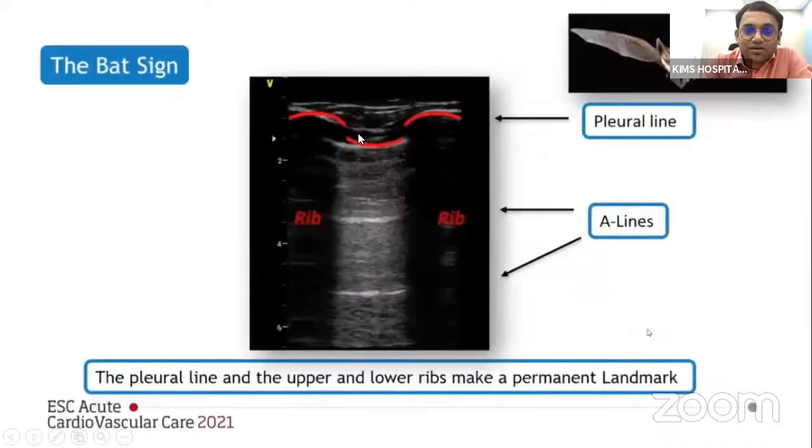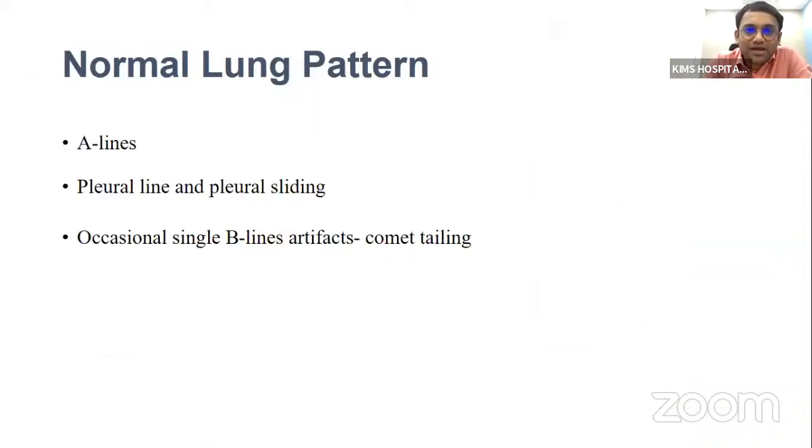This is called the bat sign, where the ribs appear like the wings of a bat, and this is the body of the bat. When you see this kind of picture in lung ultrasonography, it usually depicts a normal finding, and this is called the bat sign. So the appearance of the bat sign is normal in a lung ultrasound. The other normal lung ultrasound patterns are the A lines, the pleural line, and pleural sliding, and we may see occasional single B line artifacts and the comet tail artifact.